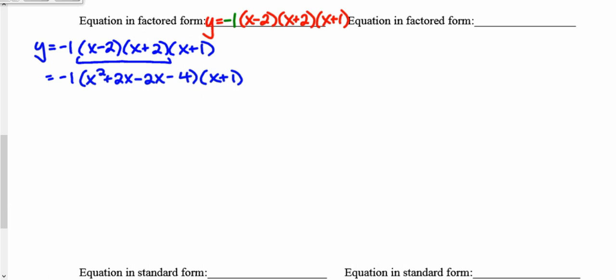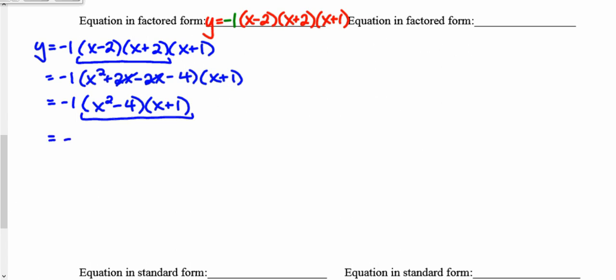So I'm going to clean up what's in those parentheses that I just multiplied, because if you notice, these two cancel each other out. So I'm just left with x squared minus 4. And now I'm going to have to continue multiplying. So our goal here is to get rid of all the parentheses. So I have to continue multiplying. I'm going to multiply those two together.